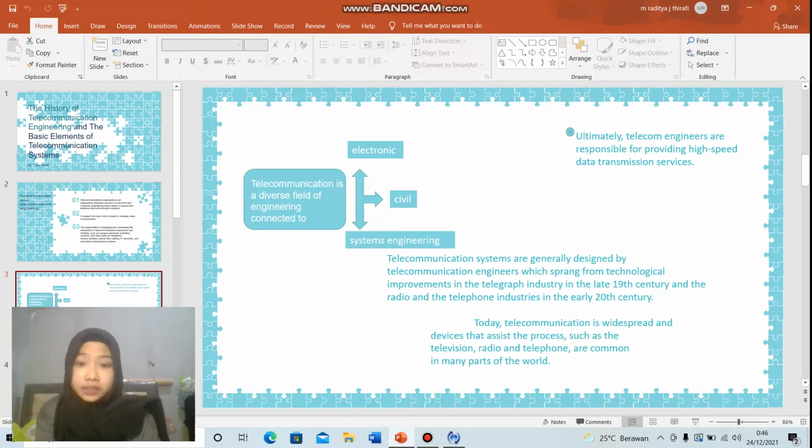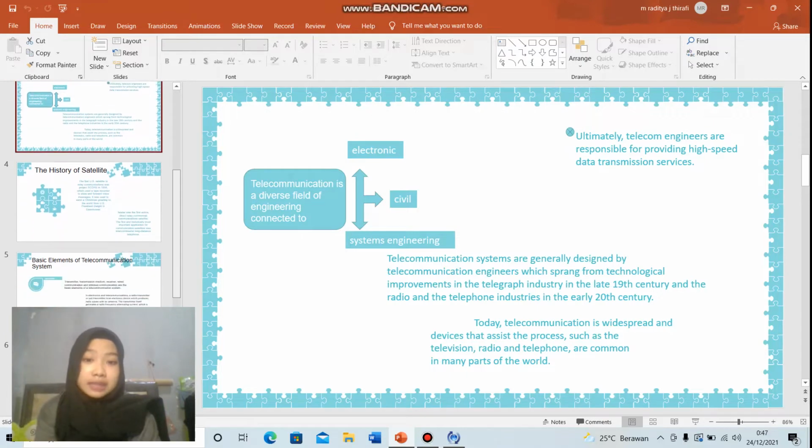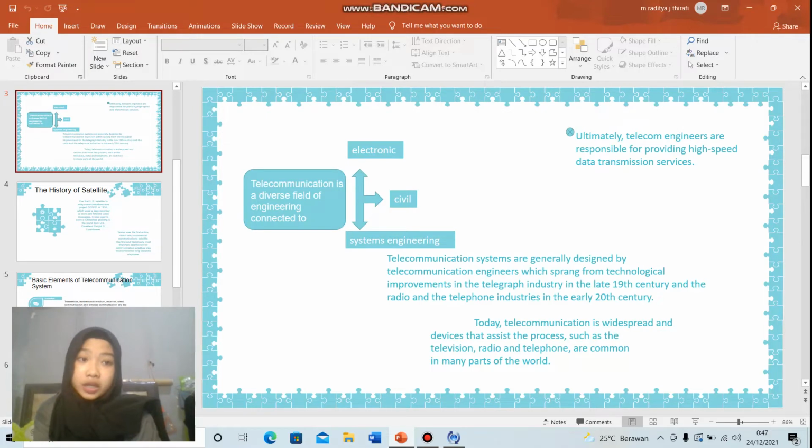Telecommunications is a diverse field of engineering connected to electronic, civil, and system engineering. Ultimately, telecom engineers are responsible for providing high-speed data transmission services. Telecommunication systems are generally designed by telecommunications engineers, which sprang from technological improvements in the telegraph industry in the late 19th century and the telephone industries in the early 20th century.